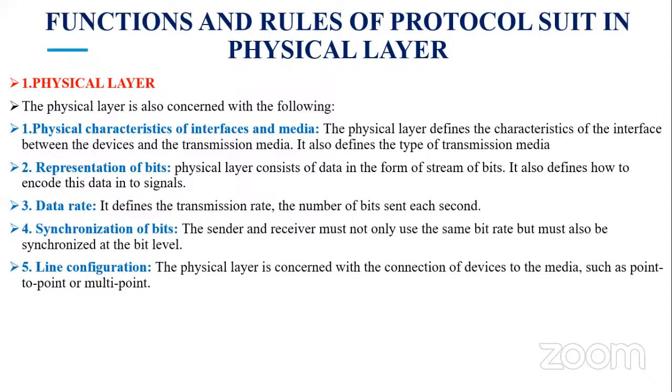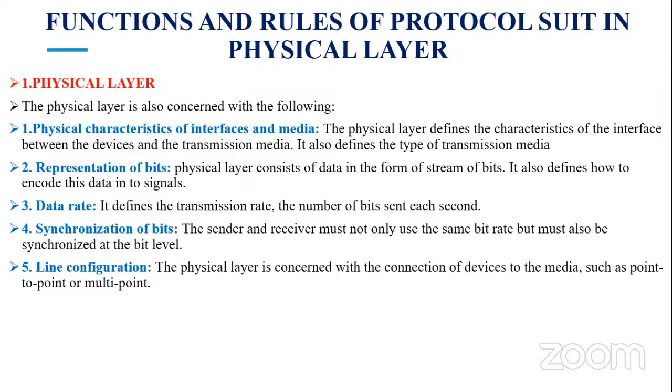Point-to-point connection means there is a dedicated single link between only two endpoints, two devices. That is called a point-to-point connection. If you have multiple devices and only a single link, that is called a multi-point connection. The physical layer will also take care of these connections, point-to-point or multi-point, and based on that, it will transmit.